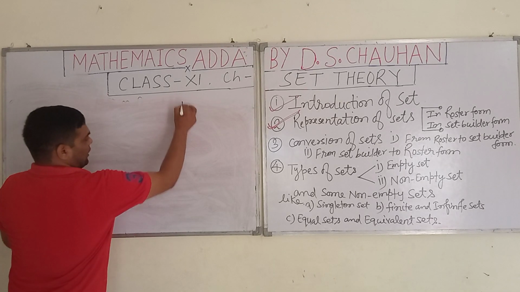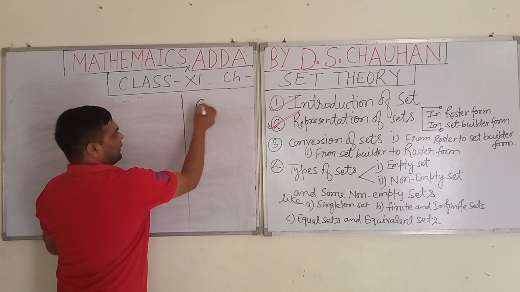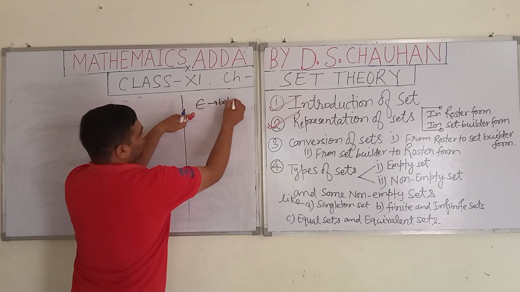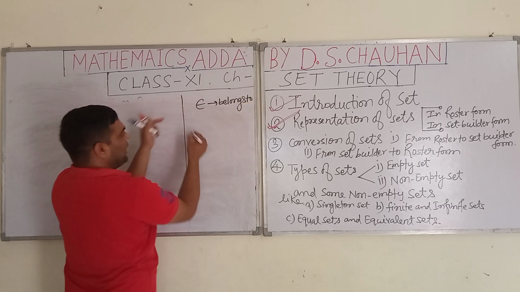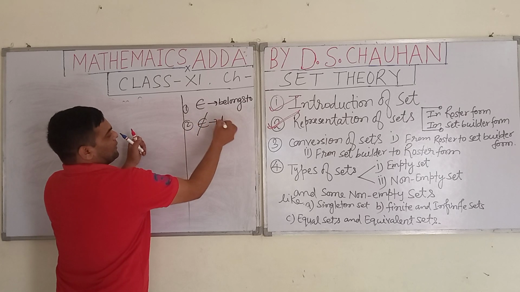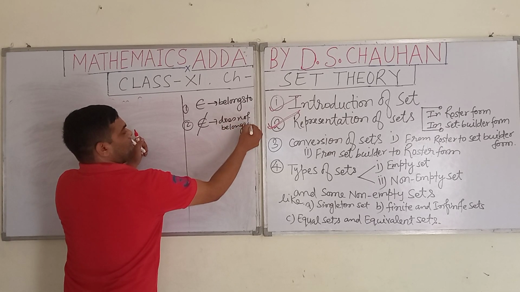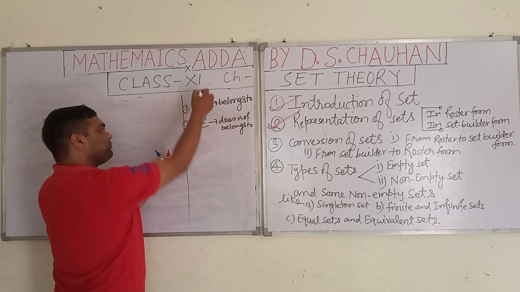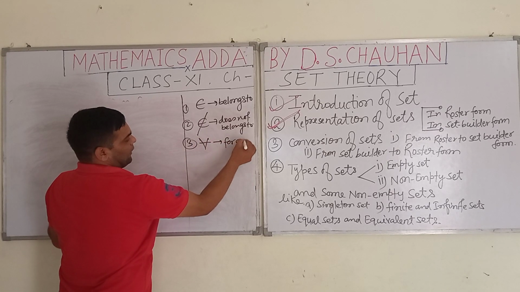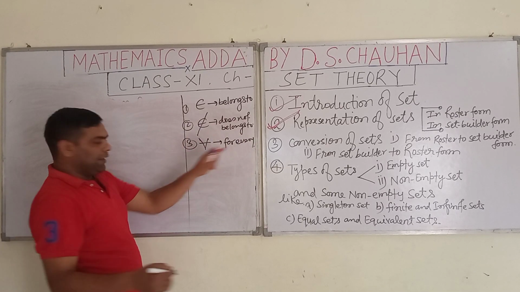Here students, always keep these things in mind. This symbol inside the set stands for belongs to. Second thing, this symbol stands for does not belong to. Third point, student, this symbol stands for every. It is just looking like opposite of A. This symbol stands for every.